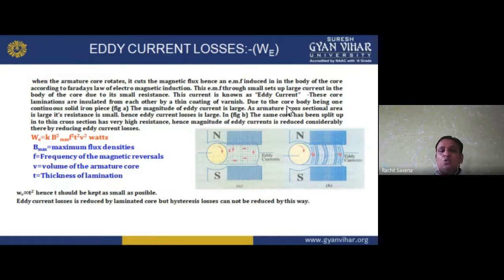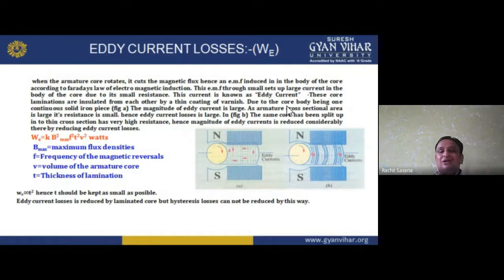So these core laminations are insulated from each other by a thin coating of varnish. Why do we use laminations? To reduce this loss, that is the eddy current loss. If I want to reduce the hysteresis loss, we have to take the proper cross section and use silicon steel to improve the magnetic field intensity, just like your BH curve. The word hysteresis came from the BH curve, the reversal of magnetization. We find the knee point, then magnetization, then saturation, and after saturation if we reverse, there is reversal of magnetism. So we can improve this by using silicon steel.